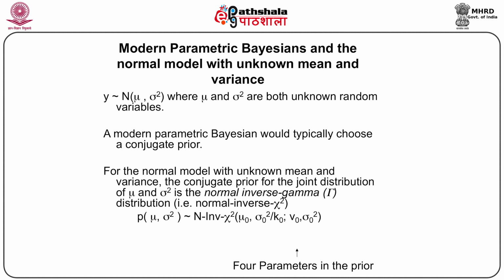So we'll talk further about the modern parametric Bayesian and the normal model. Again, we have y is normal with mu and sigma square, both unknown, and what prior distribution would a modern parametric Bayesian choose to satisfy the demands of convenience? What if we use the definition of conditional probability? So P of mu, sigma square, the joint distribution, is the product of P of mu given sigma square times P of sigma square.